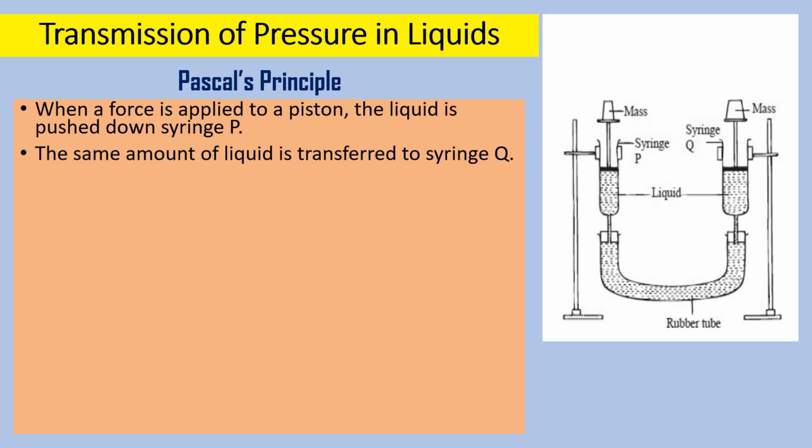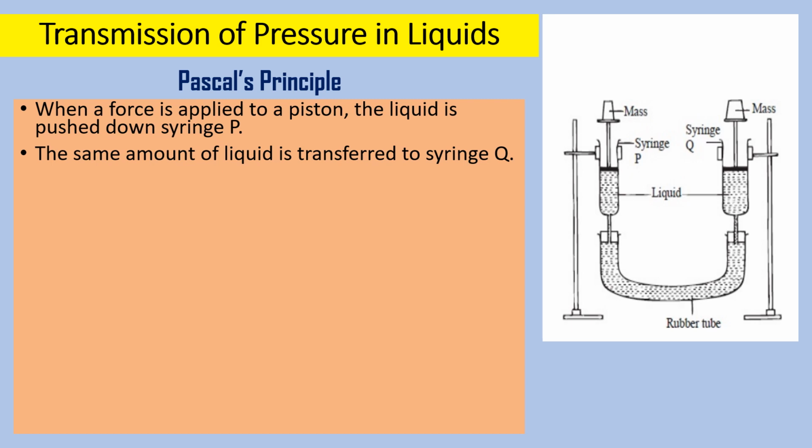So when a force is applied to a piston, then we say that the liquid is pushed down syringe P. So we are talking about the piston on syringe P, and what we should expect, if the syringes are measuring the volume of liquid which is transferred, is that the same amount of liquid should be transferred to syringe Q. That is very pretty, and that can only work if we are saying that the liquid used cannot be compressed, or is incompressible.